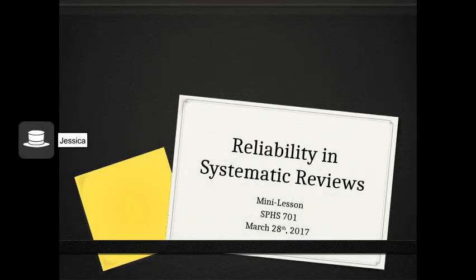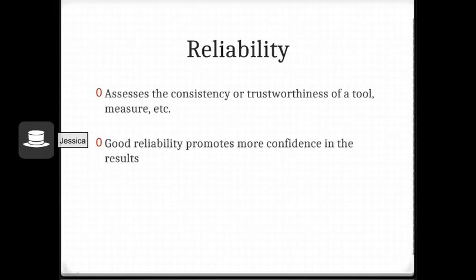This mini lesson is about reliability in systematic reviews. As a reminder, reliability helps us to assess the consistency or the trustworthiness of a tool, measure, or something else. And we know that if something is reliable, it allows us to have more confidence in the results.